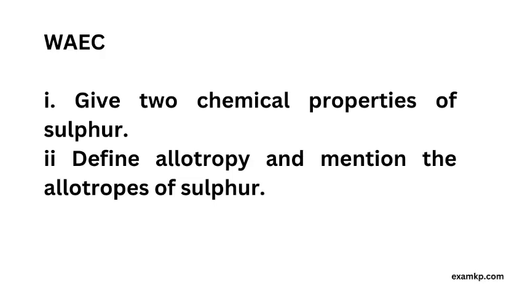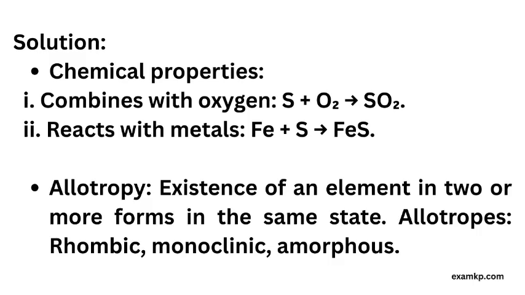Okay, here's a classic WAEC theory question. It asks for 2 chemical properties of sulfur and the definition of allotropy. See, we literally just covered this. For the properties, you could easily write sulfur burns in air with a blue flame to form sulfur 4 oxide, and then you write the balanced equation. Or sulfur reacts with iron to form iron 2 sulphide. And for the definition of allotropy, you write the exact one we learned. These are such easy marks if you're prepared.